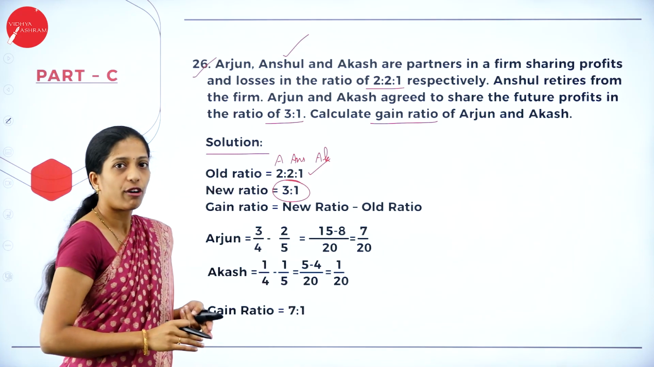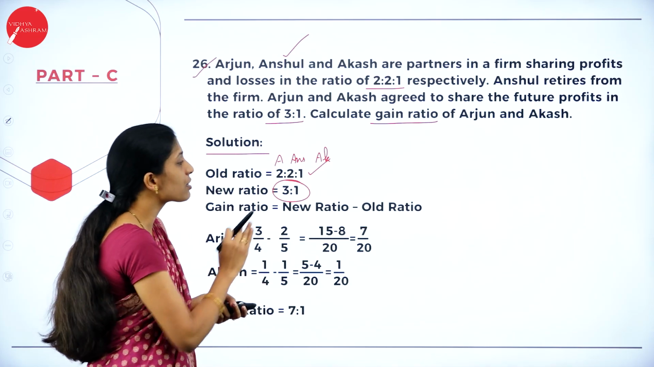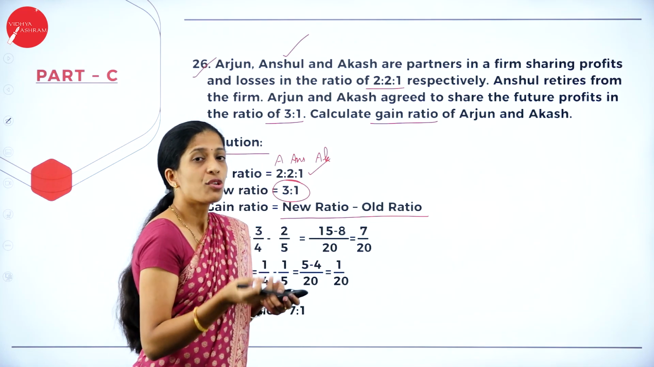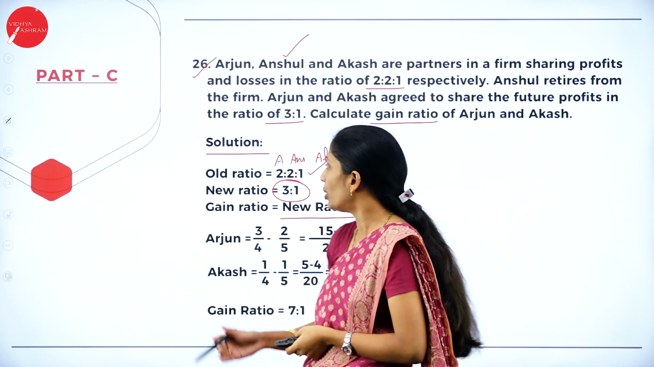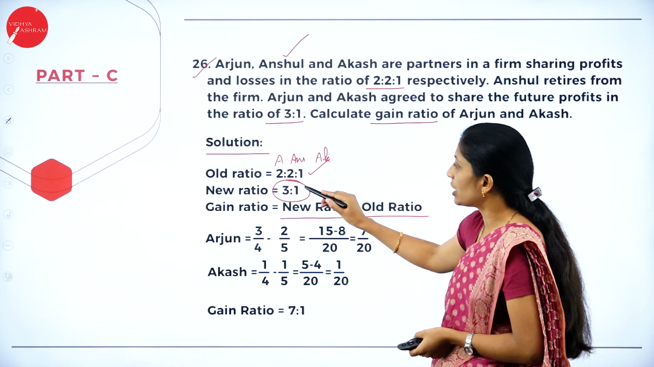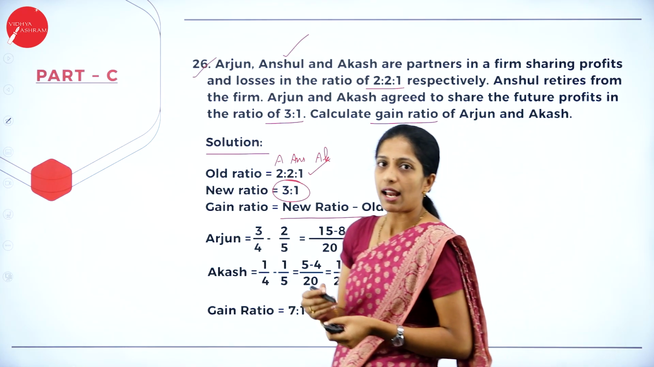Then, what is the formula of gain ratio? Gain ratio is equal to new ratio minus old ratio. So, you have to know the ratio, know the formula. So, what is the formula of gain ratio? New ratio minus old ratio. So, we have both the information, new as well as old ratio they have given directly. So, we shall calculate here.